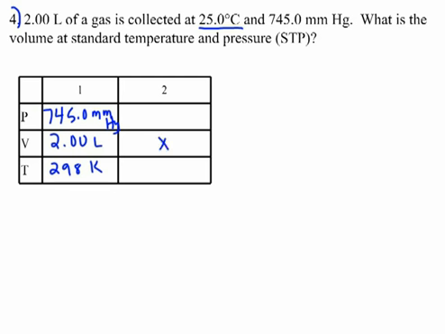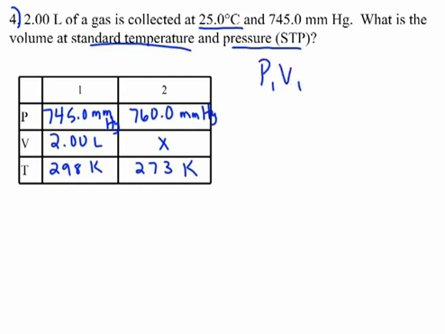So our V2 is going to be our X. And now we need to remember what standard temperature and standard pressure are. Now remember, we need to make sure that the temperature units match. So standard temperature is 0 degrees Celsius, which of course is 273 Kelvin. Standard pressure is 1 atmosphere, but since our initial pressure is in millimeters of mercury, we should make sure that we use the pressure for P2 that is also millimeters of mercury. Standard pressure in millimeters of mercury is 760.0 mmHg.